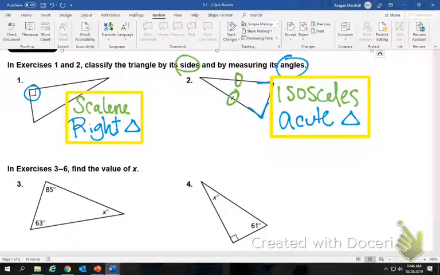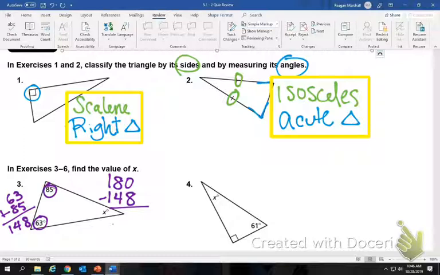Number 3, it says find the value of x. It looks like we have 3 angles inside of a triangle. What do we know about the 3 angles inside of a triangle? They add up to 180, so let's figure out how many degrees we already have with this 63 and 85. What is 63 plus 85? 148. And then what do I do with that 148 degrees? Subtract it from 180. So what is 180 minus 148? 32.